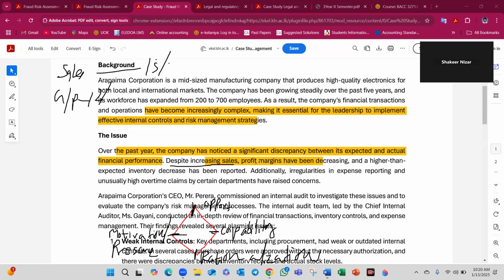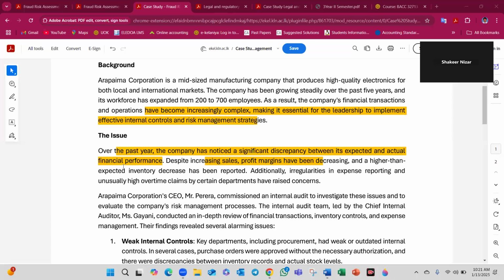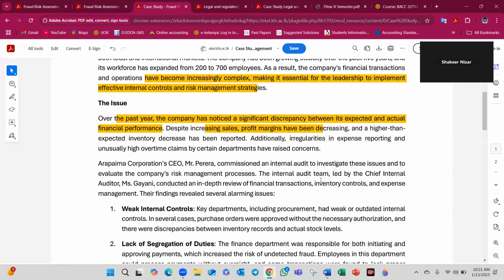Despite increasing sales, profit margin has been decreasing, and higher than expected inventory decrease has been reported. Inventory also decreasing implies that sales are occurring, but the inventory turnover ratio is low. Additionally, irregularities in expense reporting and unusually high volume of claims by certain departments have raised concern, right? So Arapaima Corporation CEO Mr. Pereira commissions an internal audit to investigate the issues and to evaluate the company risk management process. The internal audit team is led by CIA Mrs.